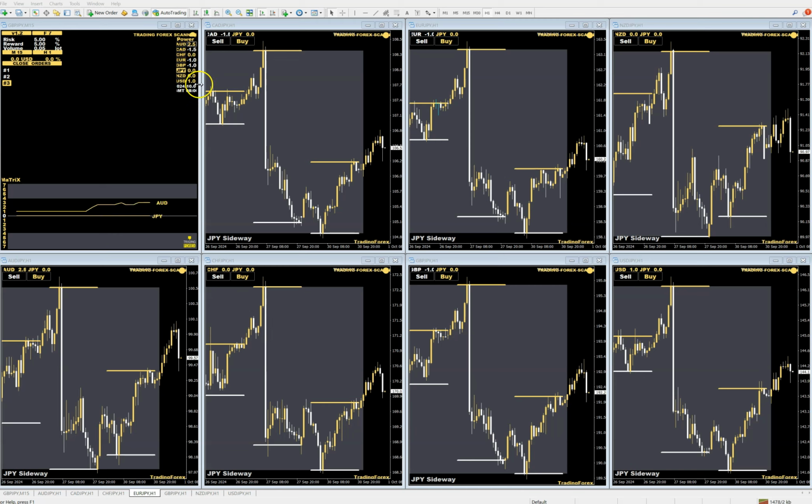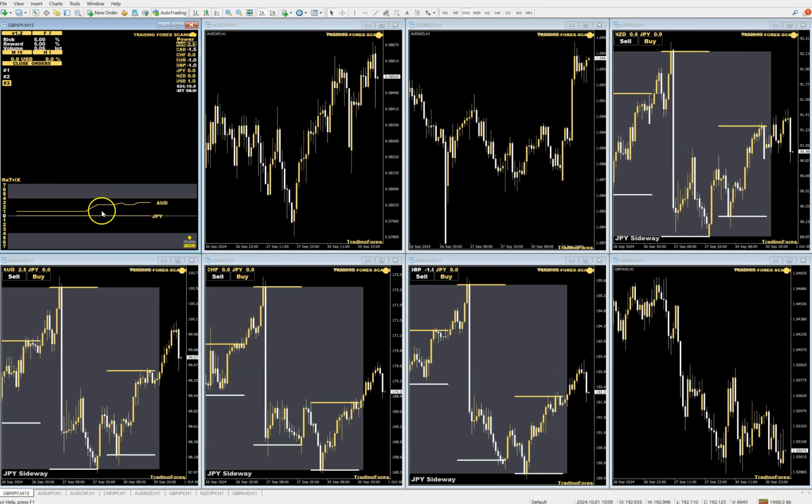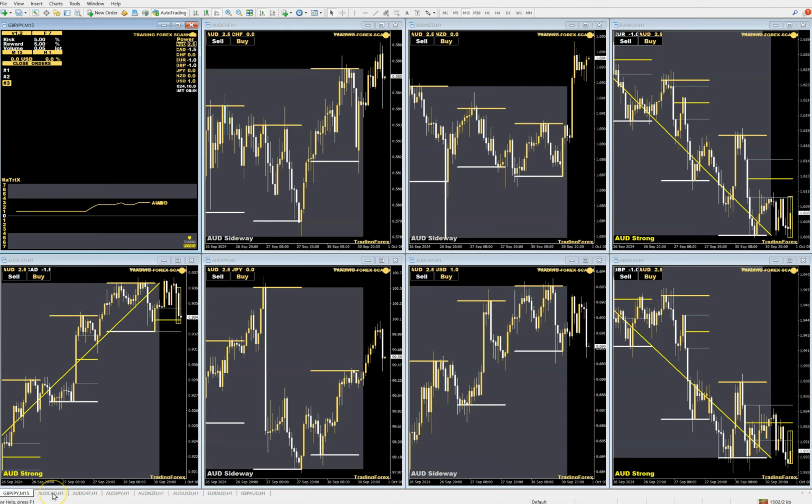So we start by having a look at the Australian here that is at 2.5, while all the other currencies are at 0, 1, -1. Also the Canadian is at -1.5. We'll have a look at it. So let's open the Australian and have a look at what we have here.